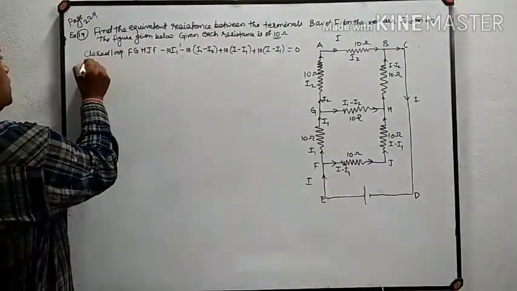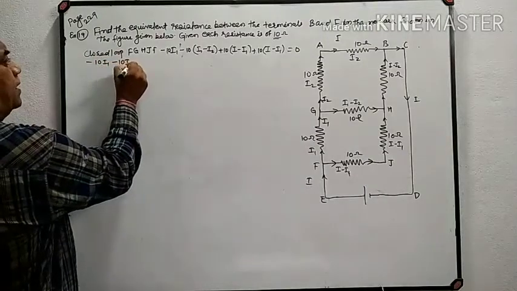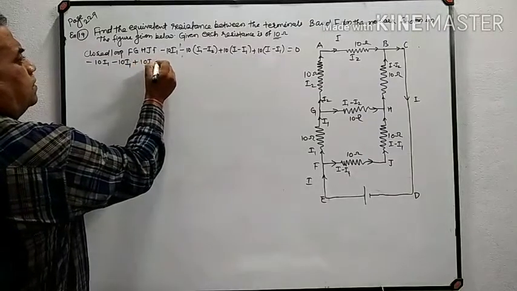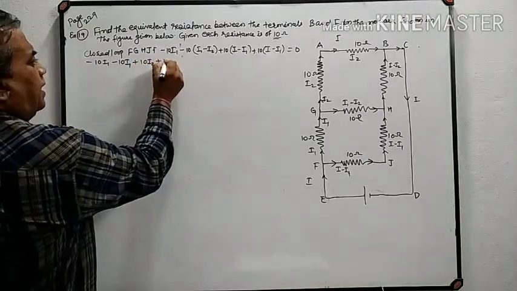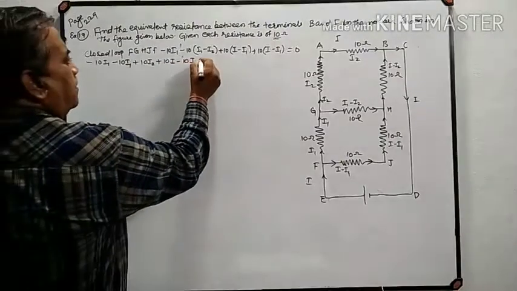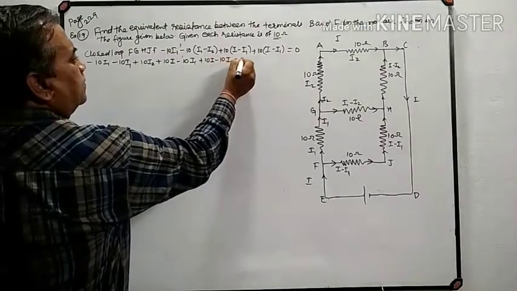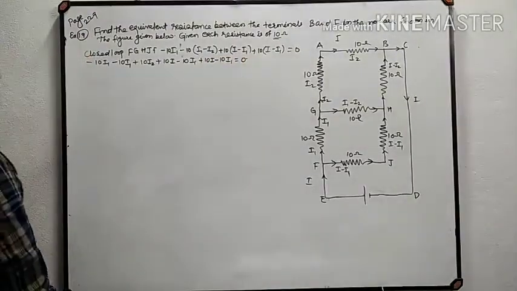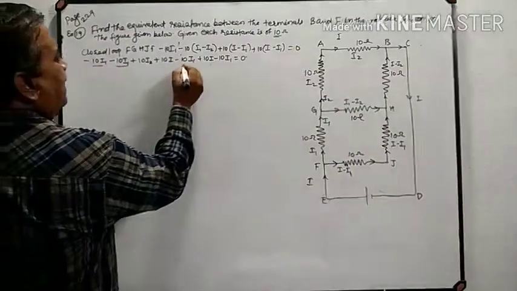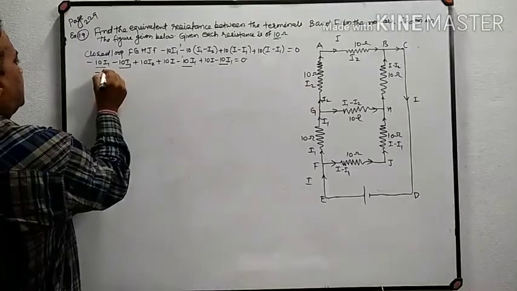Now simplify it. So it is minus 10 I1, minus 10 I1, minus of minus plus 10 I2, plus 10 I, minus 10 I1, plus 10 I, minus 10 I1 is equal to 0. Now collect the terms of I1. Minus 10 I1, minus 10 I1, minus 10 I1, minus 10 I1 means minus 40 I1.